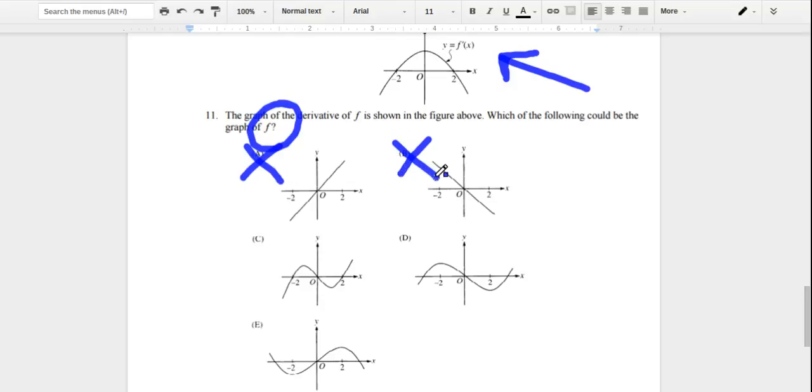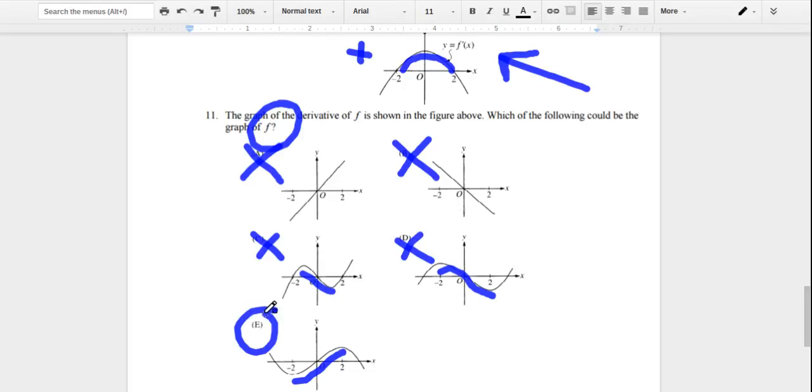Next, if I look at the behavior, knowing that from -2 to 2, my first derivative is positive, that means I need to be increasing on the interval from -2 to 2. C is decreasing from -2 to 2, so that is out. D is decreasing from -2 to 2, so that is out. However, this function E is increasing here from -2 to 2. So using that piece of information plus my critical points tells me that E is in fact the correct answer.